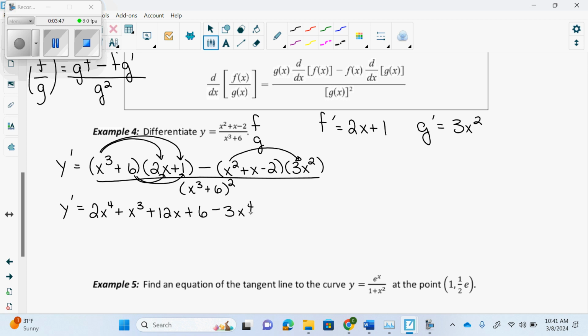Now you can either carry the minus sign through in one step here, or you can go minus in brackets and then distribute the minus sign through. Whatever you don't make oopsies with is good. Then x times 3x squared is 3x cubed, but there's a minus sign, so it's minus 3x cubed. And then negative 2 times 3x squared is minus 6x squared. Minus and minus is plus 6x squared. All over x cubed plus 6 all squared.